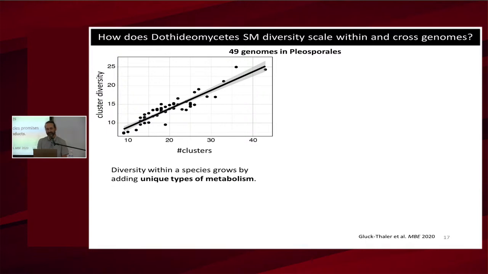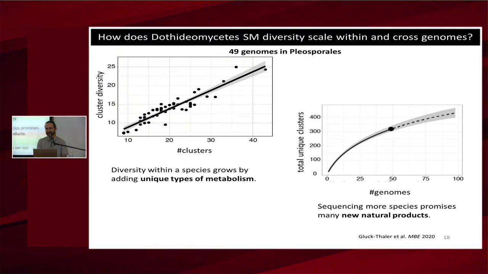And then if we do a rarefaction analysis, we can predict how much of a payoff there will be for every new species that we sequence their genome, to how many new metabolic gene clusters we'll find. And you can see in this rarefaction analysis of 49 genomes in the Pleosporales, we're far from identifying all the gene clusters we could in this one particular order of filamentous fungi. So there's lots of room for sequencing more genomes and identifying more potential metabolic diversity.